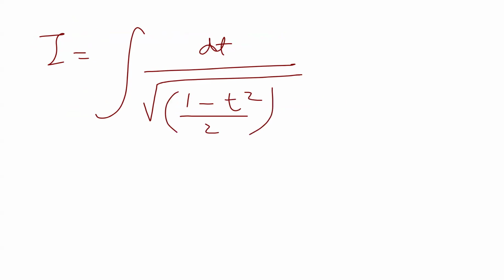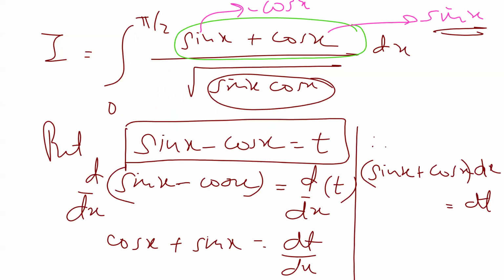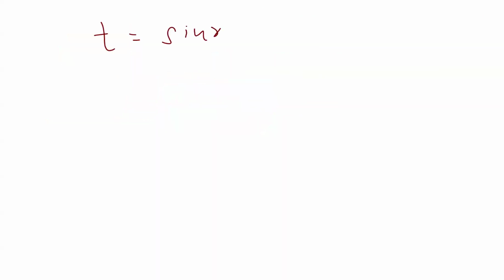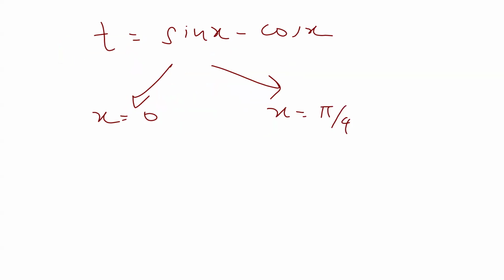Correct. Also, we have to change the limits because we have done method of substitution. So t is equal to sin x minus cos x, x equal to 0, x equal to pi by 4. So t is equal to sin 0 minus cos 0. Sin 0 is 0, cos 0 is 1. So t is minus 1 and t is 0. Okay, because sin 45 minus cos 45. So this is going to be minus 1 to 0.